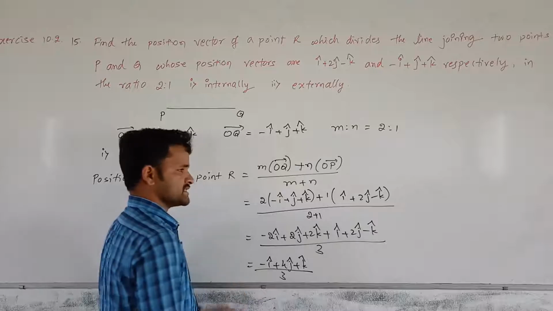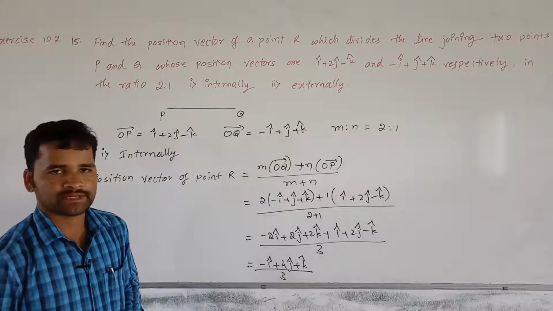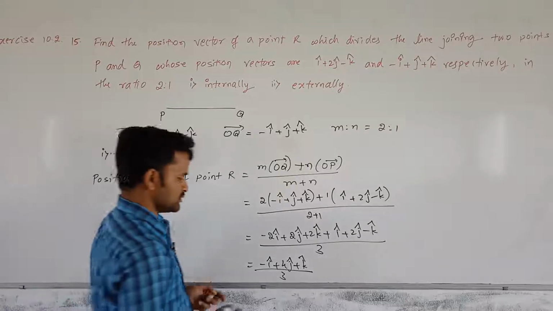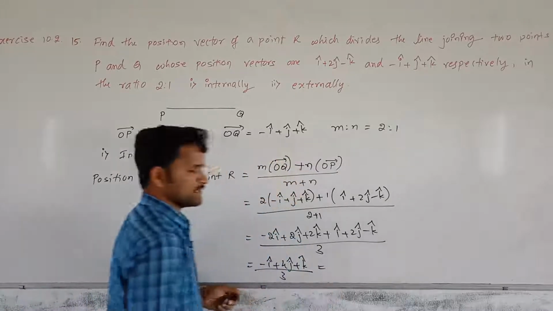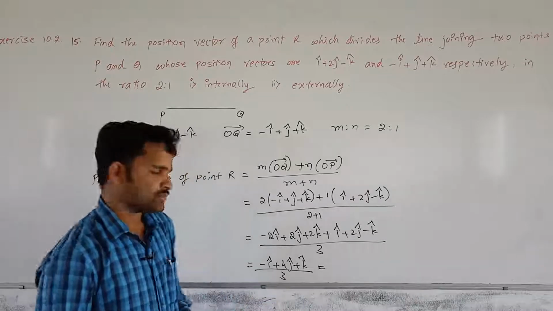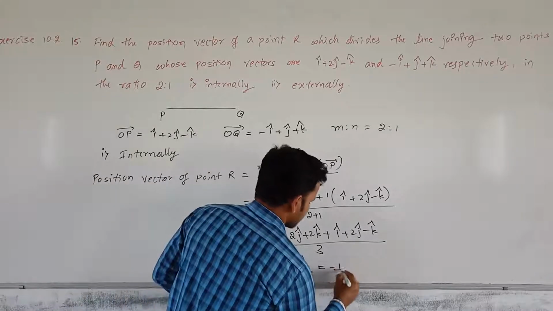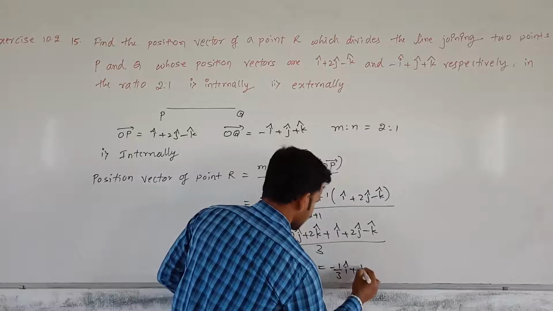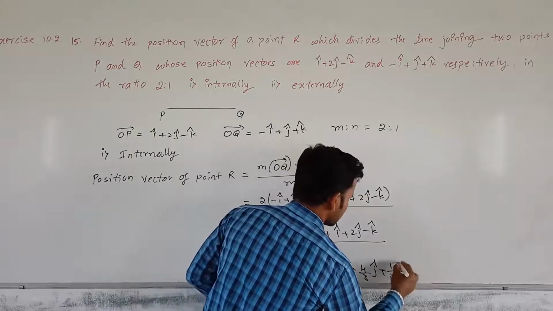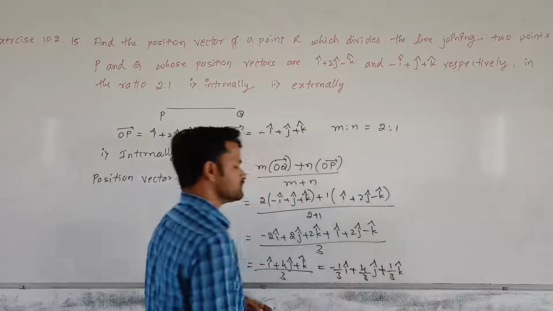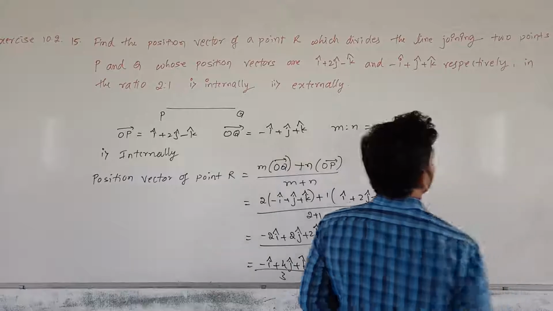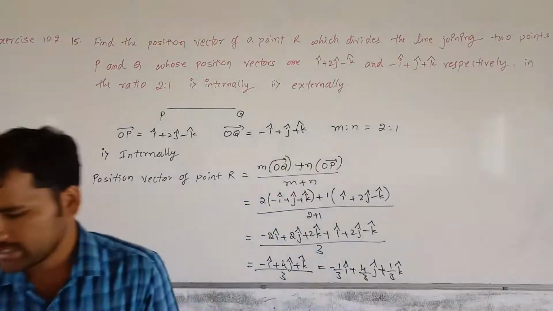This is the position vector of point R when it divides PQ internally in the ratio 2:1. We can write one more step here. This 3 will get divided to all three components. This will be minus 1 by 3 into i cap, 4 by 3 into j cap, 1 by 3 into k cap. Okay, fine. Now, coming to the external division, I will erase this.